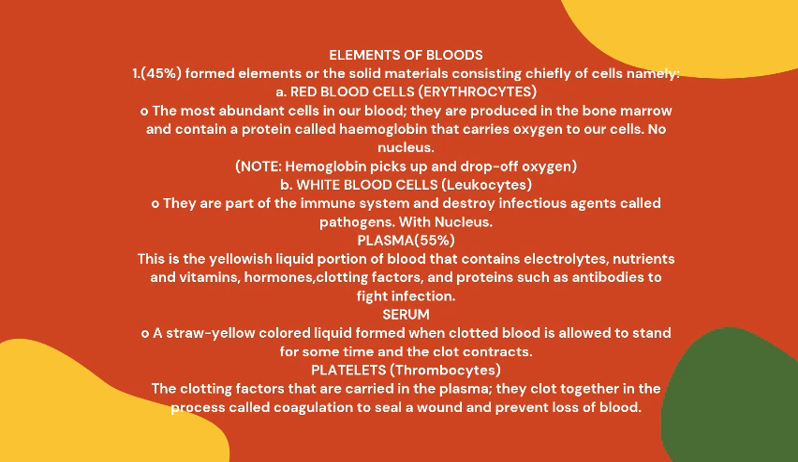Serum is a straw-yellow colored liquid that remains when clotted blood is allowed to stand for some time and the clot contracts. Platelets are the clotting factors carried in the plasma. They clot together in a process called coagulation to seal a wound and prevent loss of blood.